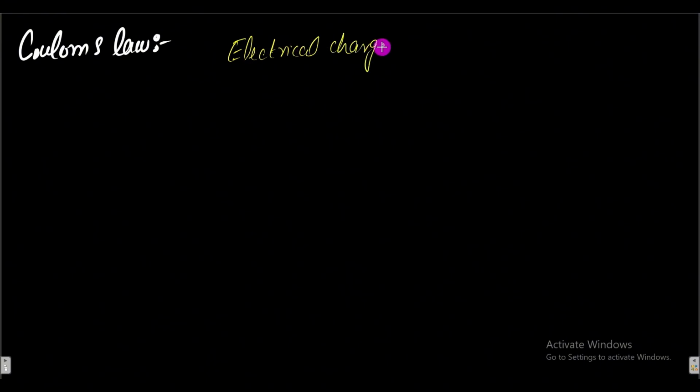Today we are excited to discuss Coulomb's law. In the previous class, we explored the concept of electrical charges and saw that there are two types of charges. One is positive charge and the other one is negative charge. And we also know that these two charges originate due to the friction between two bodies.